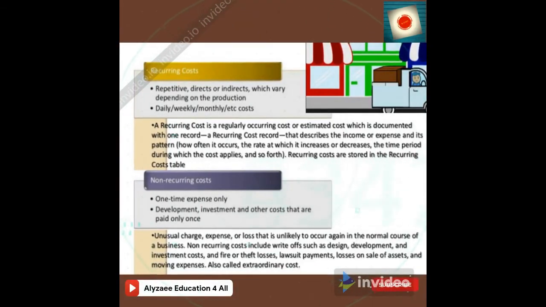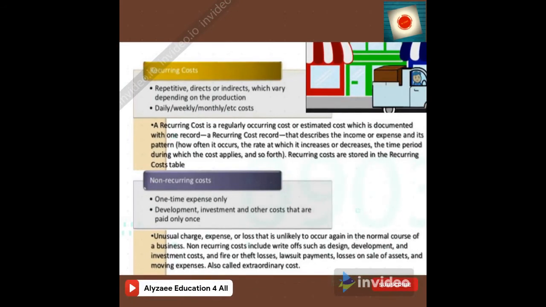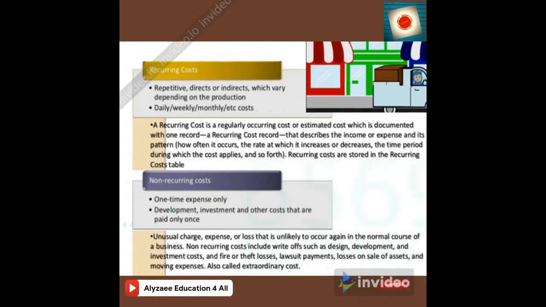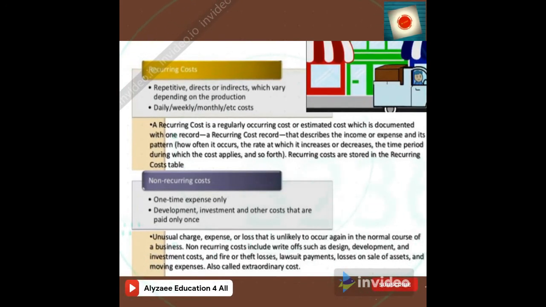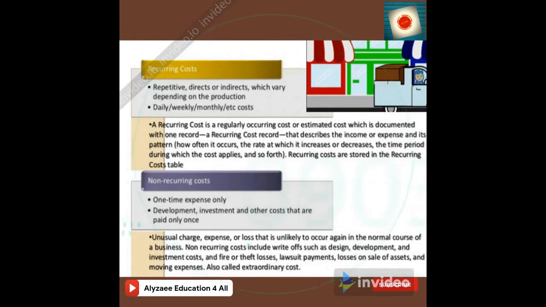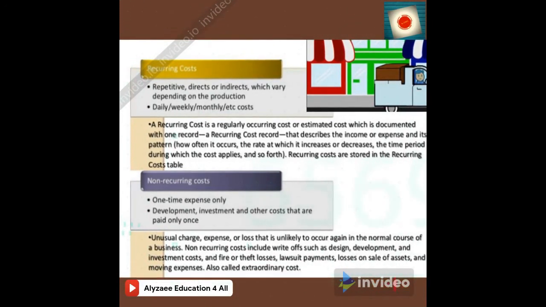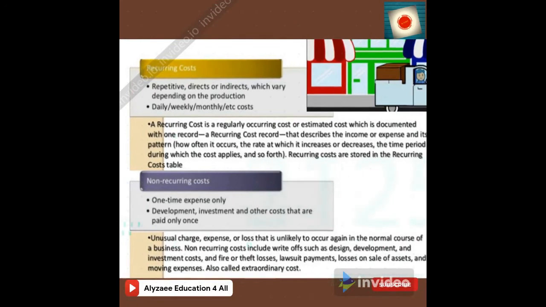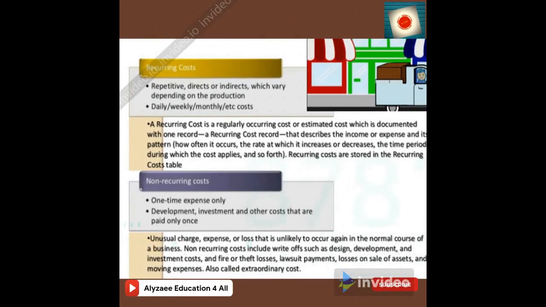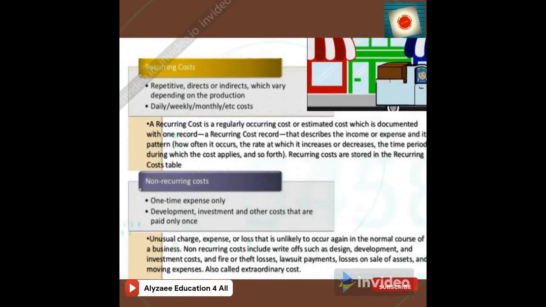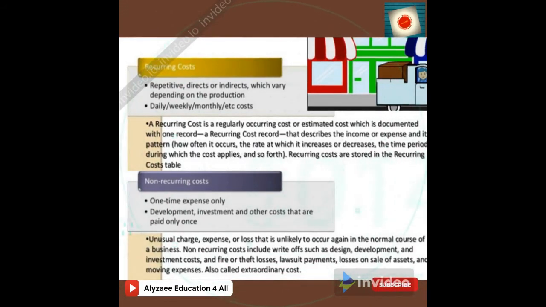Recurring cost is repetitive directs or indirects, which vary depending on the production. So on a daily basis, weekly, monthly basis, the cost that occurs is taken in the terminology of recurring cost. The recurring cost is a regularly occurring cost or estimated cost which is documented with one record.